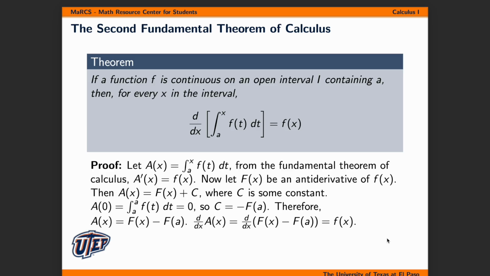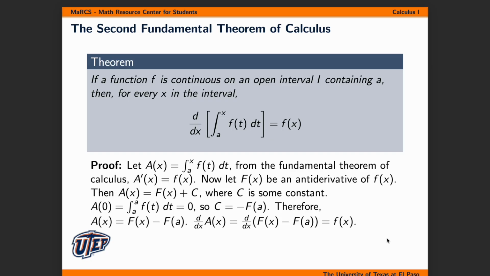Now we have the second fundamental theorem of calculus. So if a function f is continuous on an open interval I containing a, then for every x in the interval I, we have that the derivative with respect to x of our integral from a to x of our function f of t with respect to t is equal to f of x. So we let A of x be equal to the integral from a to x of our function f of t with respect to t.